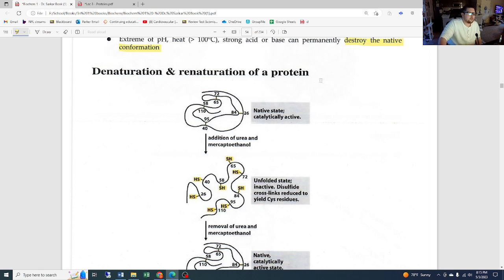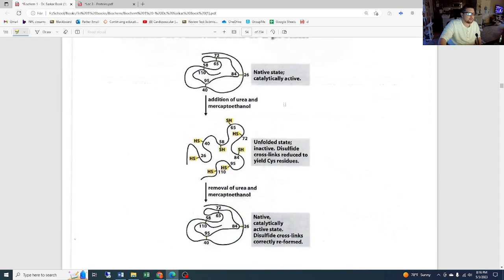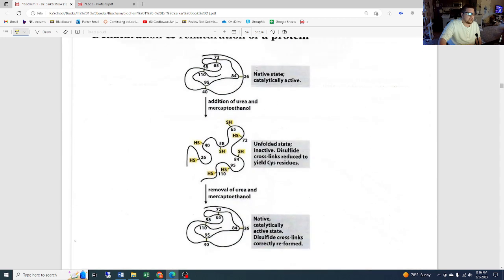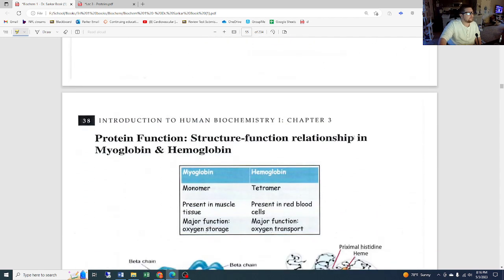Denaturation and renaturation of a protein. Again, this is just repeating exactly what we said, going from that polypeptide chain, the native state, to the unfolded state, and back to the native state.